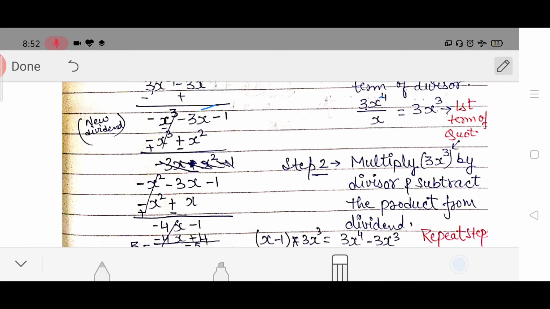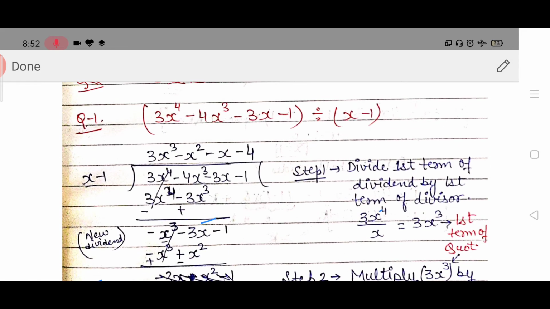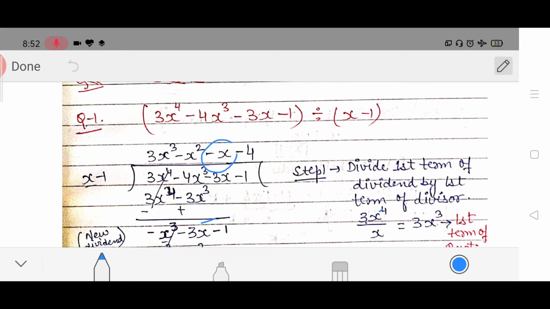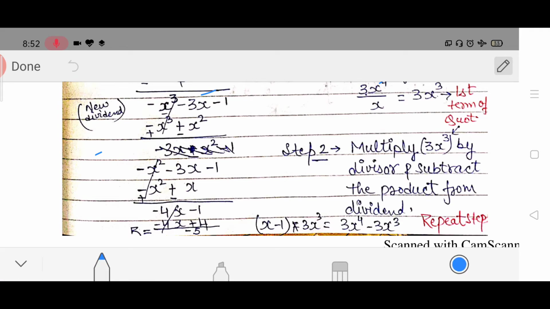Now this is our new dividend. What you have to do now, you again have to divide the first term of dividend by the first term of divisor, that is minus x square divided by x. What will you get now? Minus x. So you write in the quotient minus x. Now our quotient is minus x, so you have to multiply it by the divisor, that is x minus 1.